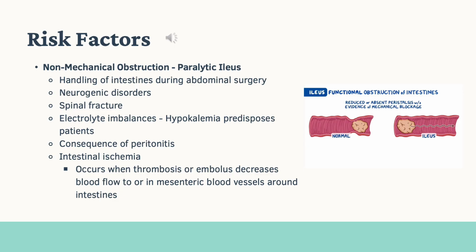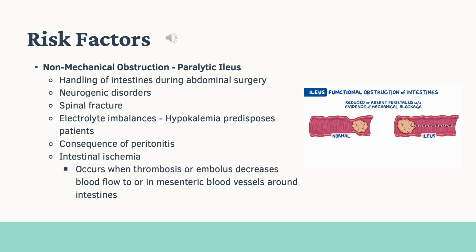All right, so now let's look at the risk factors for non-mechanical obstructions, especially a paralytic ileus. This condition, also referred to as a postoperative ileus, is a temporary loss of intestinal function that's caused by factors that disrupt peristalsis. So one of the most common causes is the handling of intestines during an abdominal surgery, which can temporarily paralyze the bowel. Neurogenic disorders and spinal fractures can also impair nerve signals that are needed for proper intestinal motility. Electrolyte imbalances, especially hypokalemia, which is low potassium, can also predispose patients to a paralytic ileus, making it so important to monitor and correct any electrolyte levels in high-risk individuals.